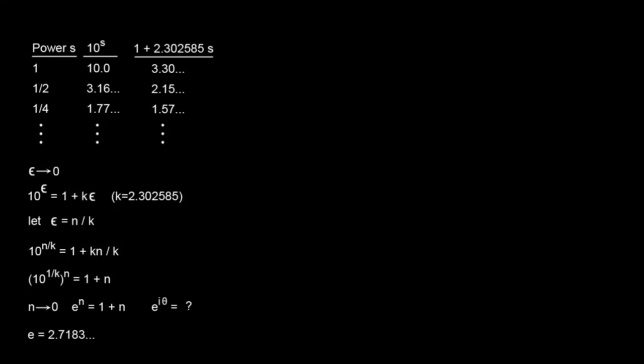If for small numbers e to the n is equal to 1 plus n, then what about e to the i theta? Well, this works for imaginary numbers as well. So if theta is very small, then e to the i theta is equal to 1 plus i theta. And if we have one accurate number for e to the i theta, then we can find all the other imaginary powers of e by finding multiples of the initial number.